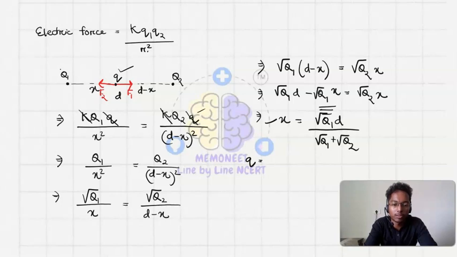The electric force is k q1 into q2 upon r square. Here the force is directly proportional to q1 and q2 and inversely proportional to r square. This is Coulomb's law.